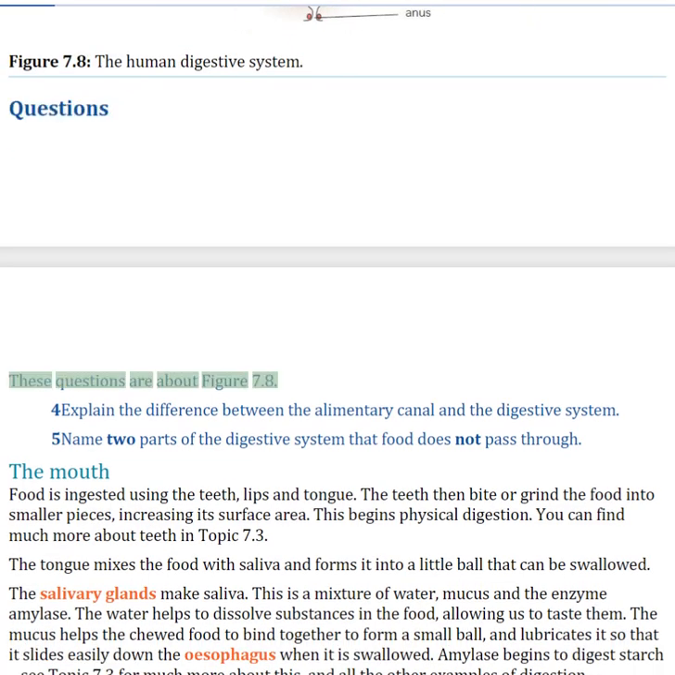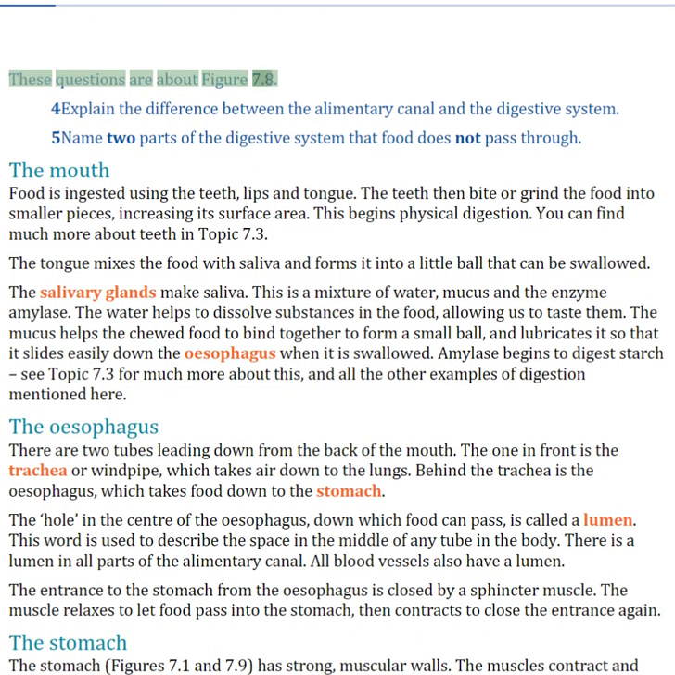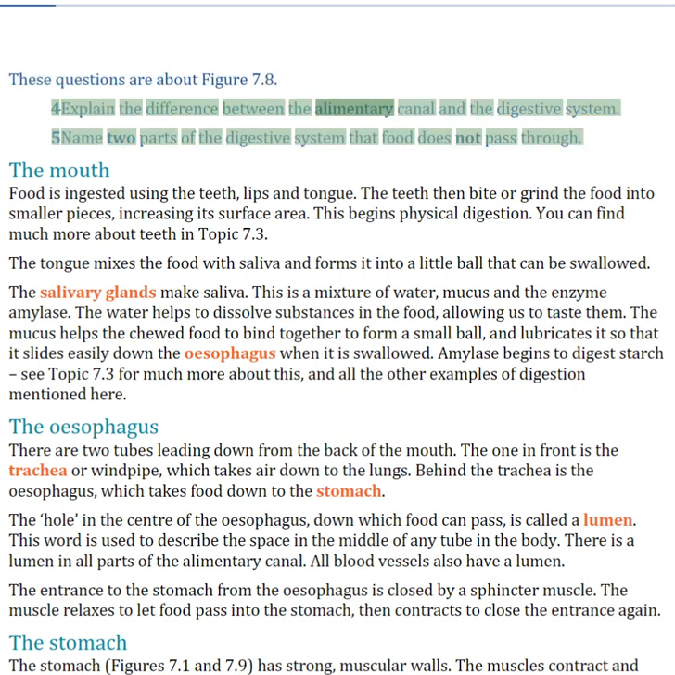Questions. These questions are about Figure 7.8. 4. Explain the difference between the alimentary canal and the digestive system. 5. Name 2 parts of the digestive system that food does not pass through.